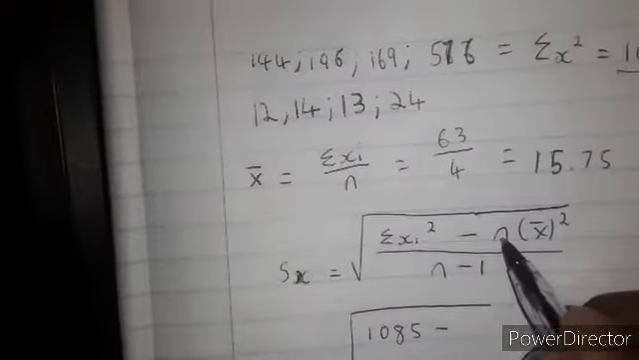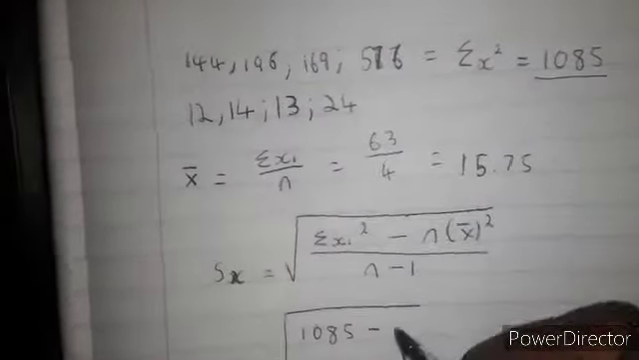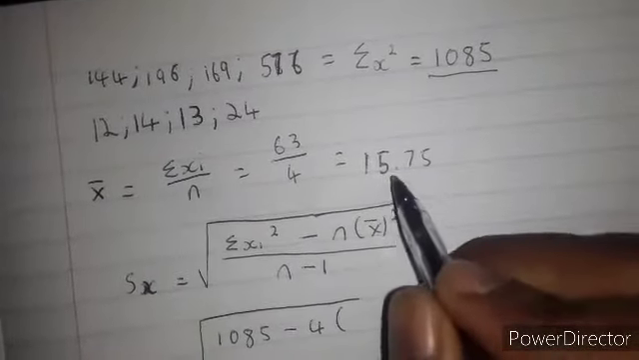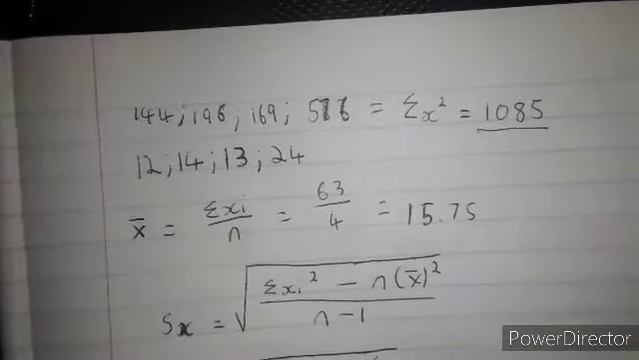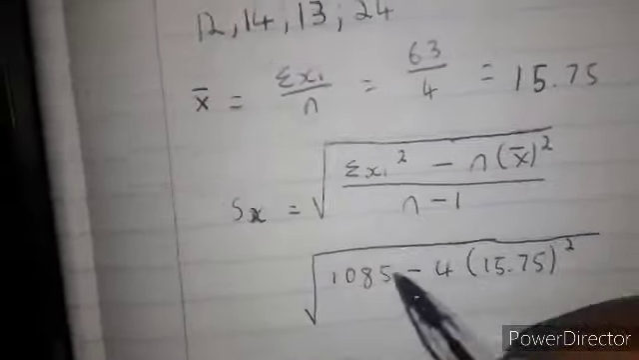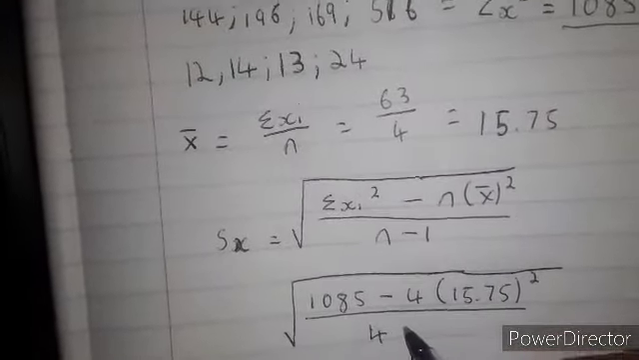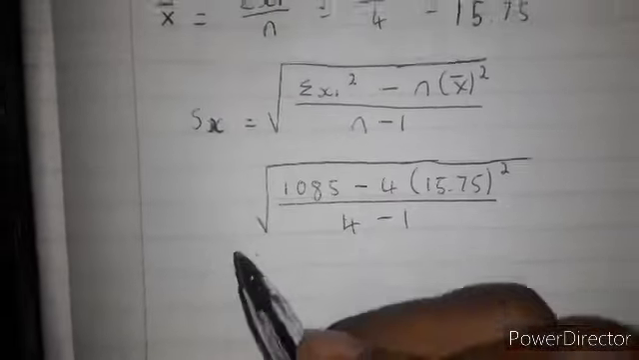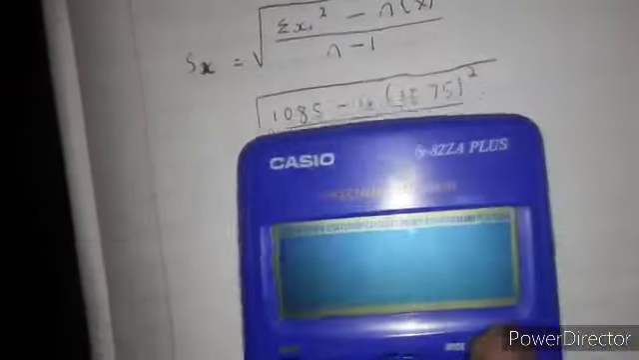minus n. So the observations, how many observations do we have? We have 4 observations. The mean is 15,75 all squared, divided by n minus 1, which is 4 minus 1. So the answer is, let us calculate.